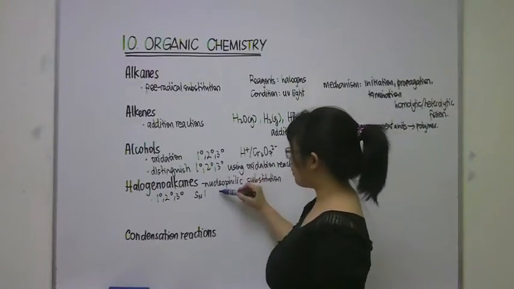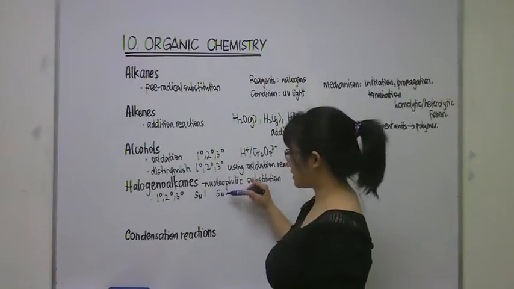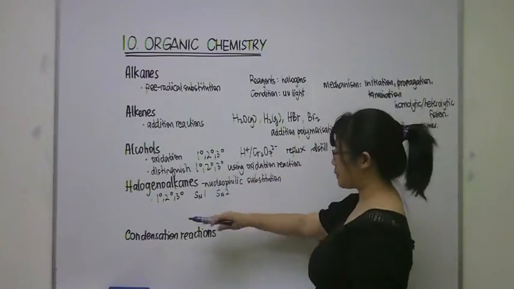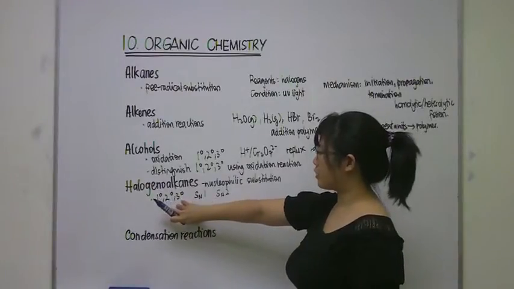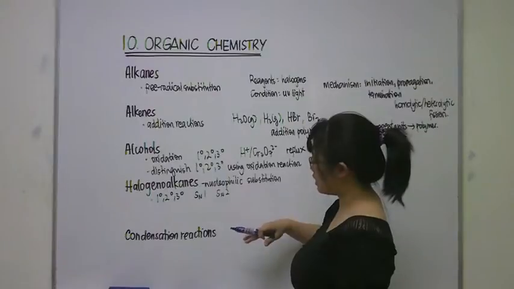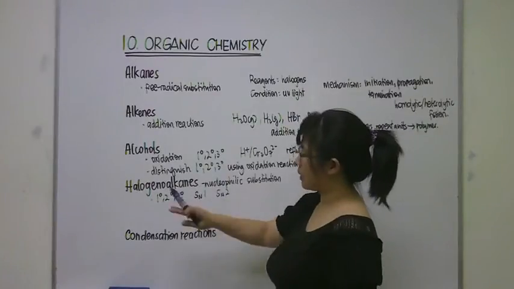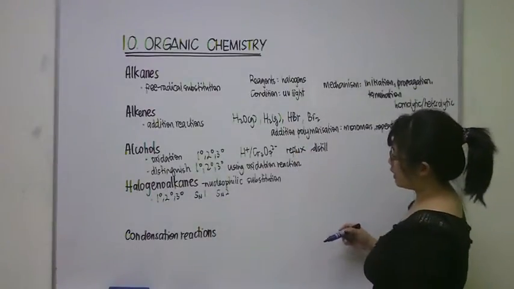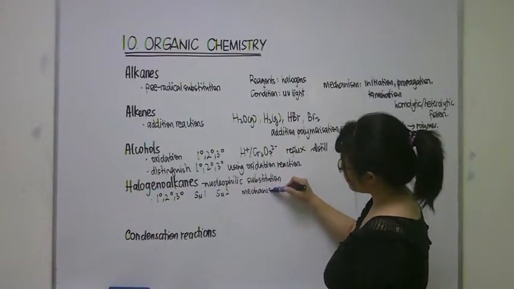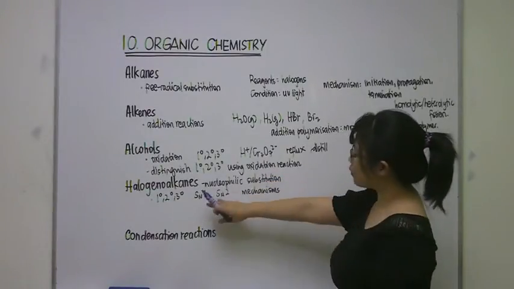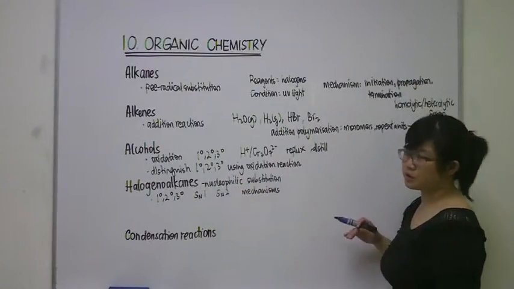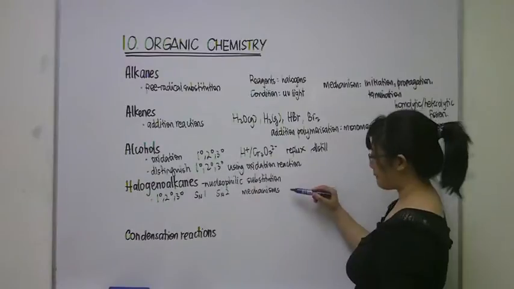Okay, so both mechanisms, SN1 and SN2, the students need to know. And like for example, SN1 is more favored for tertiary and secondary, and SN2 is more favored for primary and secondary. And most importantly, you need to know the mechanisms for both SN1 and SN2 nucleophilic substitution reaction. Okay.